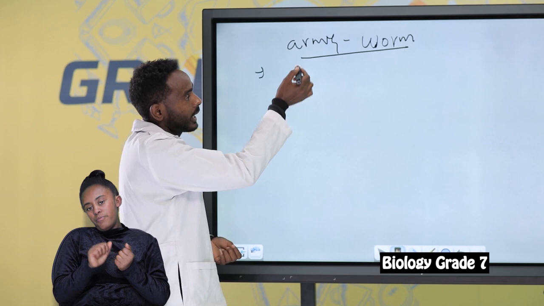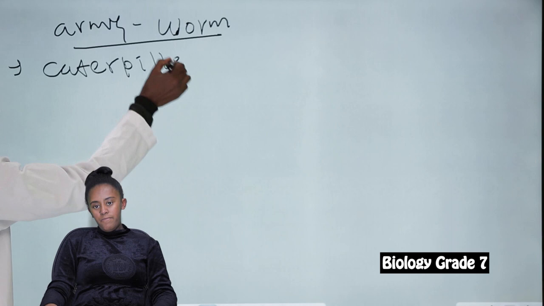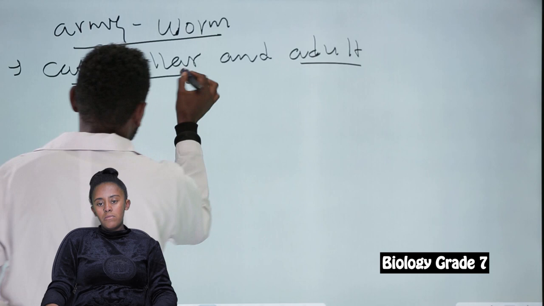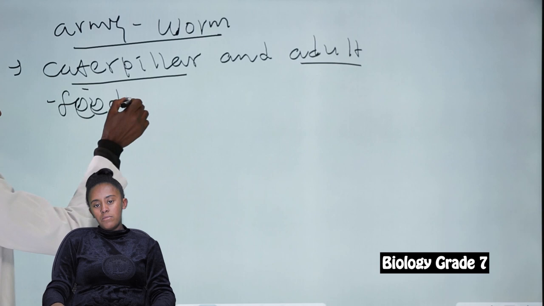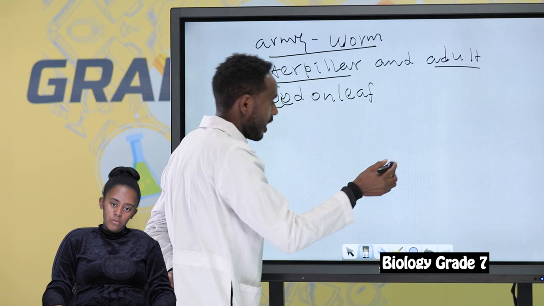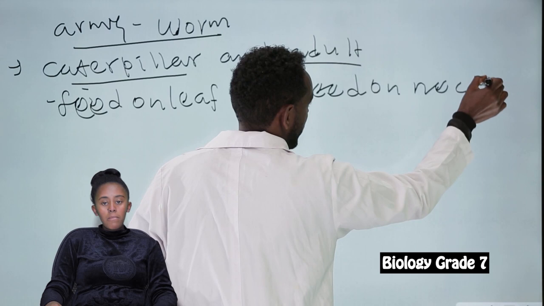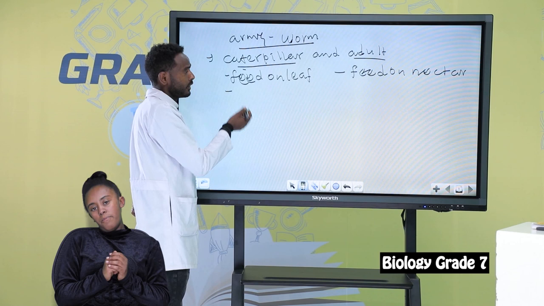Then we see the comparison of the armyworm larva, which is called a caterpillar, and the adult. The caterpillar of armyworm feeds on leaves. And the adult one feeds on nectar. The second difference between caterpillar and adult is their mouth parts. The caterpillar has biting mouth parts.